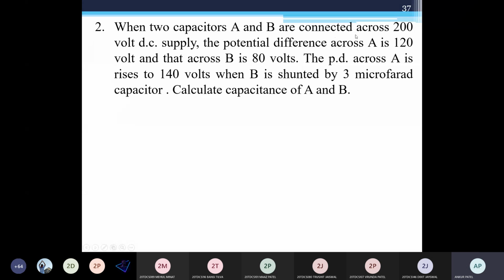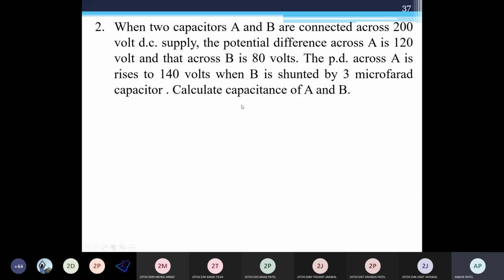When two capacitors A and B are connected across a 200 volt DC supply, the potential difference across A is 120 and B is 80 volt. The PD across A now rises to 140 volt. In the first case, 120 volt is given. In the second case, it rises to 140 volt and B is shunted by 3 microfarad. Shunted means we are adding a 3 microfarad capacitor in parallel with B. So calculate the capacitance of A and B.